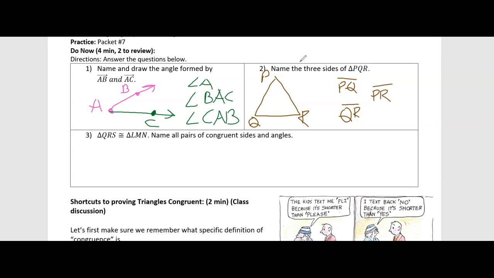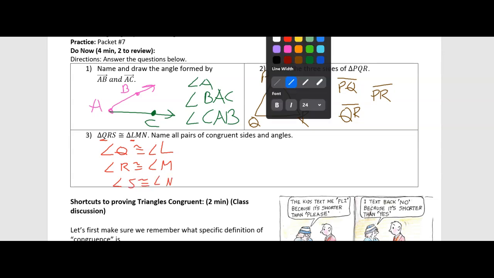And number 3, we have a triangle congruency statement. Triangle QRS is congruent to triangle LMN, and it says name all pairs of congruent sides and angles. So let's run through these real quick. We have angle Q congruent to angle L. Remember, the angles that are congruent are going to be in the same corresponding spot. So the first spot and the first spot, right? Then we have angle R and angle M because they're both in the second spot. And finally, we have angle S and angle N because they're both in the third spot.